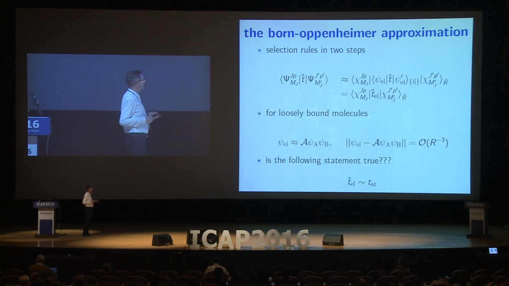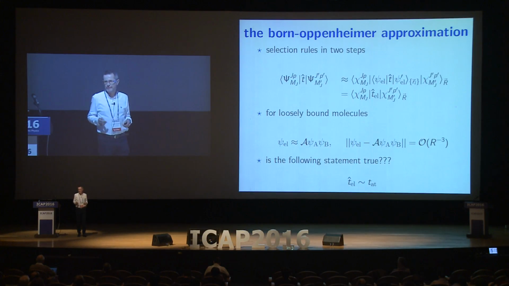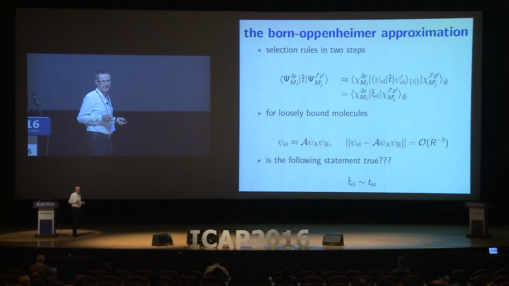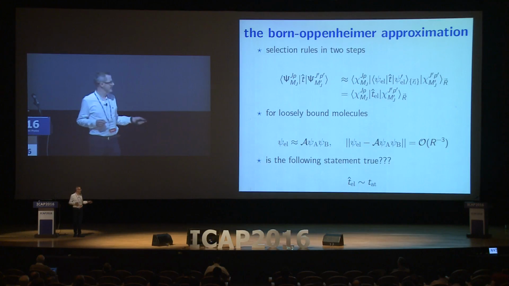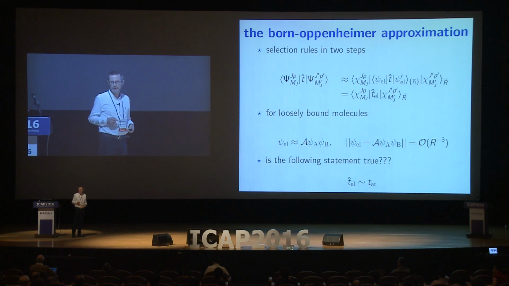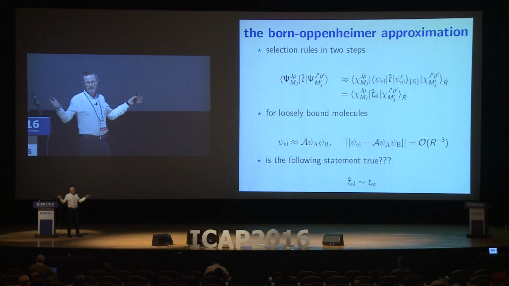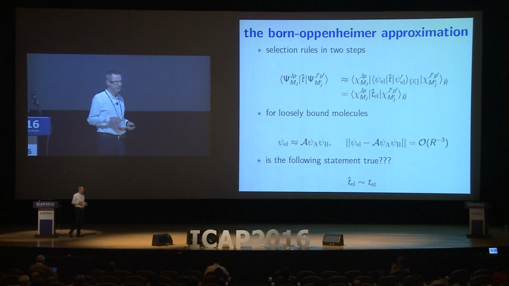Now, if you have a loosely bound molecule, you can imagine that the wave function for a loosely bound molecule must be quite similar to the product of the atomic wave functions, except that we have to take care of the Pauli principle, so we have to anti-symmetrize this product. And one can prove that the distance between the exact electronic wave function and this anti-symmetrized product of the atomic wave functions vanishes as the inverse cube of the distance. If you take 500 cubed inverse, that's a small number.